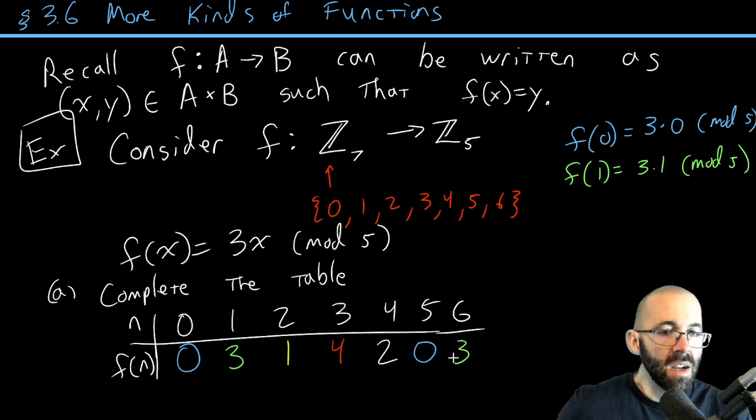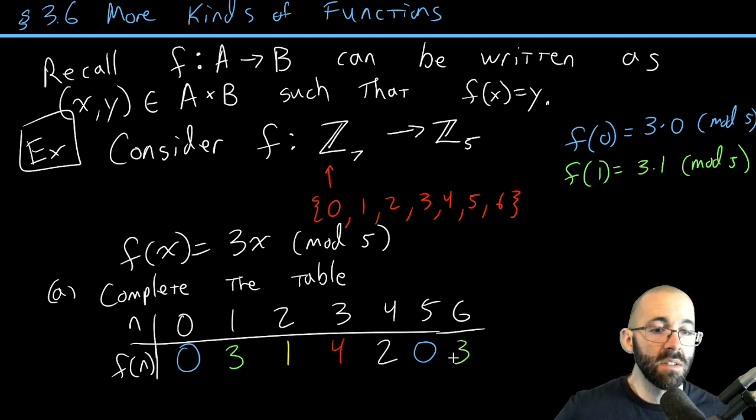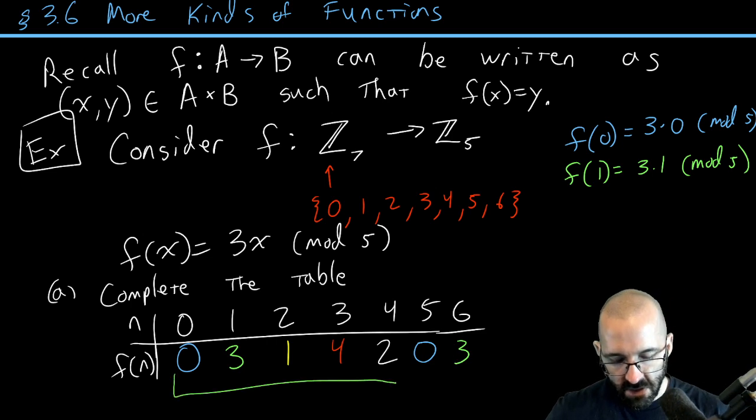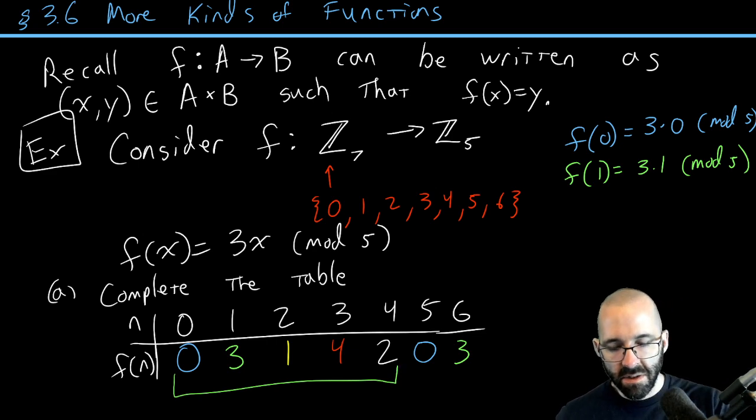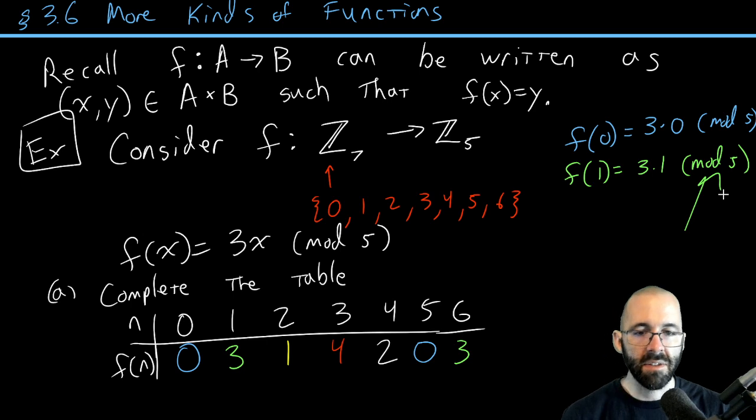And if we expanded our domain, you would get this cycle. The cycle repeats with period 5. It repeats every 5 numbers, because it's mod 5.